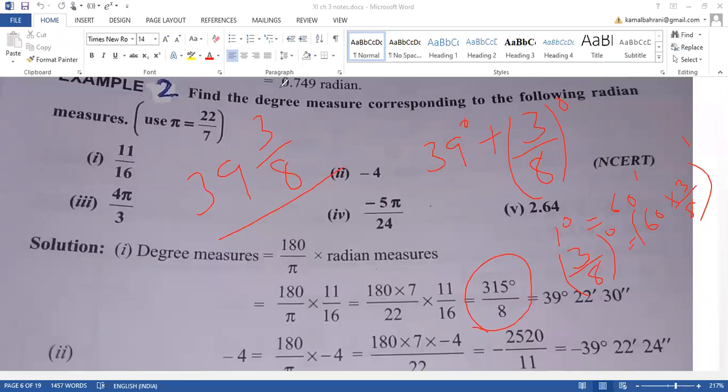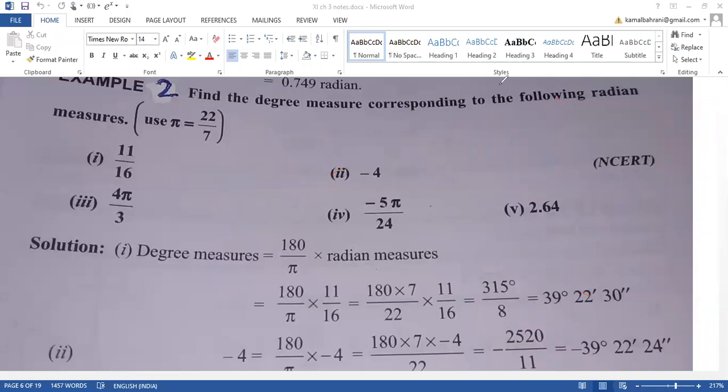Just see, you can divide it. You will get 45 by 2 minutes. That will be equal to 22.5 minutes. Now, I am writing only 22. So what we have got? 39 and 3 by 8 we were having. So 3 by 8 degree is equal to 22.5 minutes. Clear? 39 degree will remain as it is. 3 by 8 we have to change.